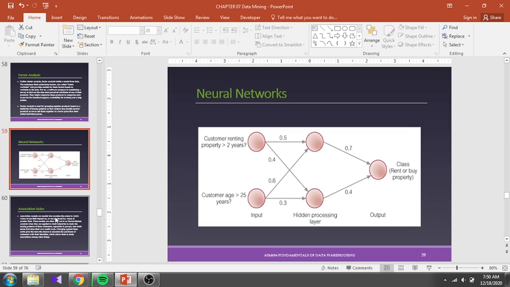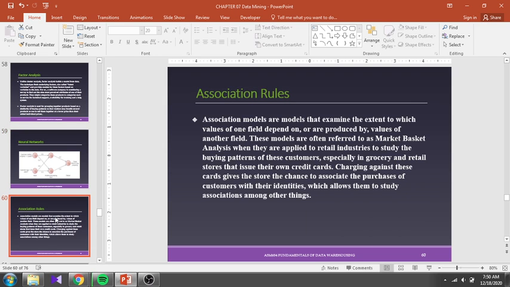Okay, this one is not a neural network. I think this is a redundant slide, which we have seen first. Okay, now going back to the association rule.